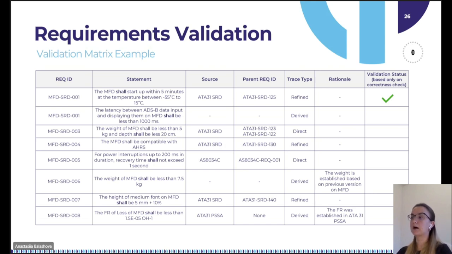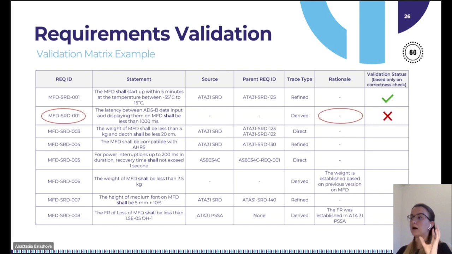Let's continue. Second requirement, ID, the same as the previous. The first mistake is that it is derived, but it doesn't have any rationale. The second, the statement itself, I would say, is well expressed. By considering the ID and missing rationale, the requirement is incorrect and shall be reworked.